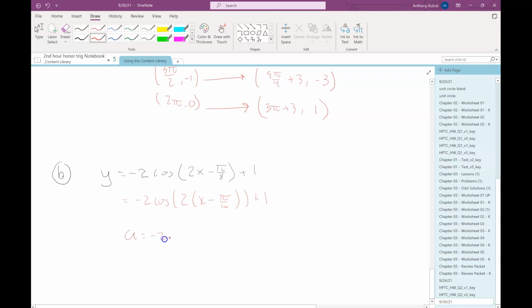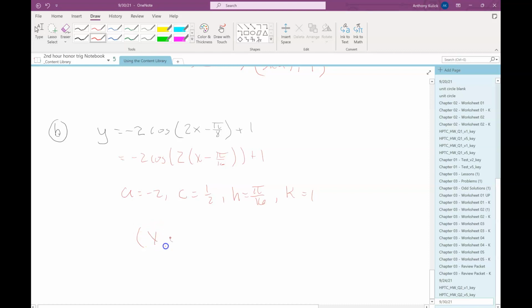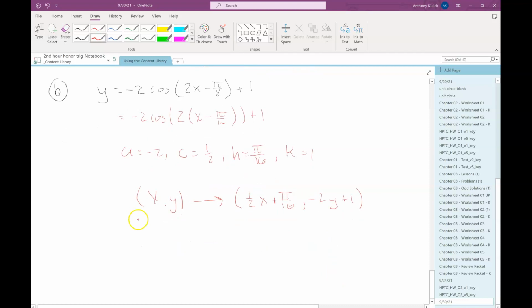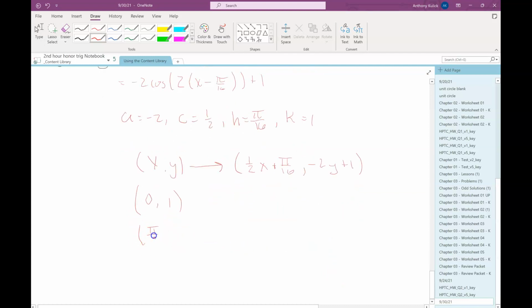So A is -2, C is 1/2, H is pi over 16, and K is 1. So when I make my map, I have 1/2 x plus pi over 16, then -2y plus 1. Since it's cosine, I'm going to be using these key points.